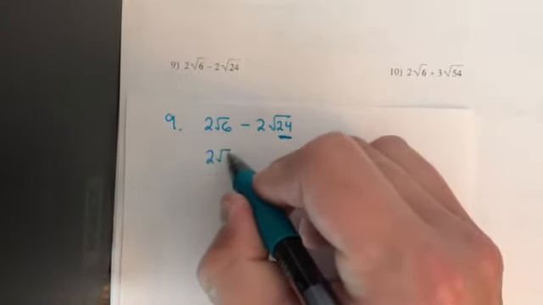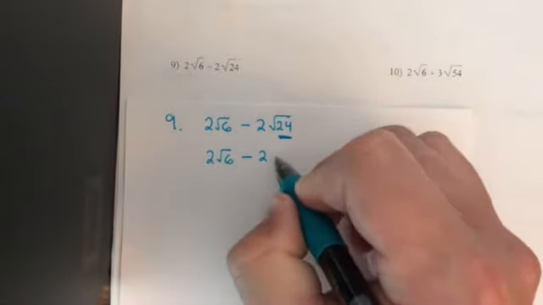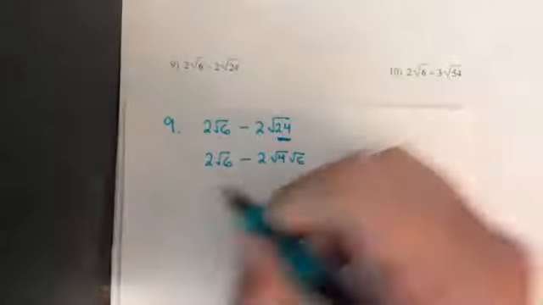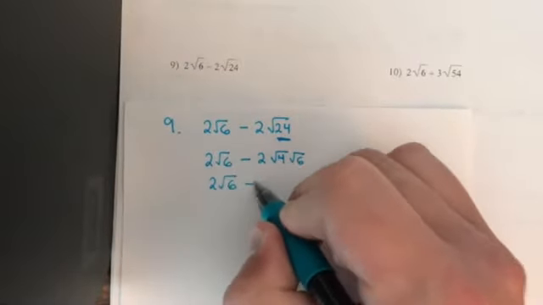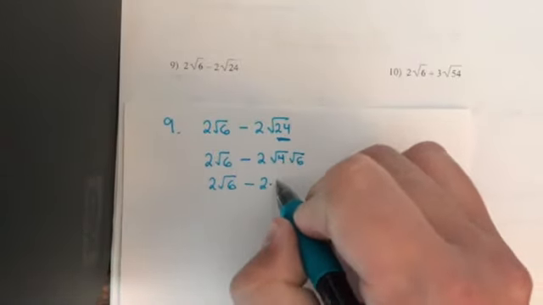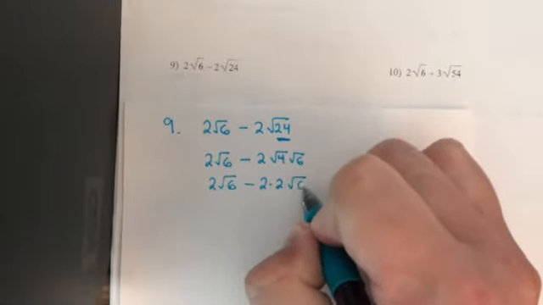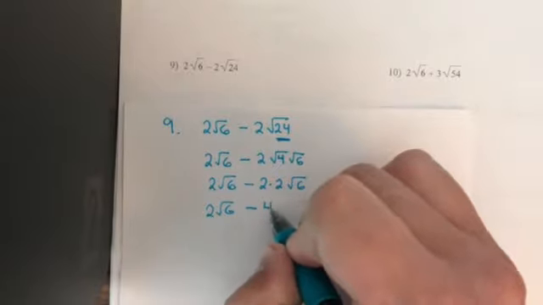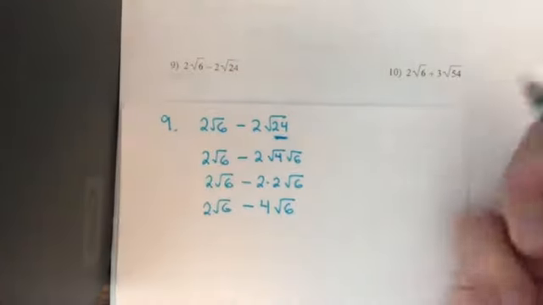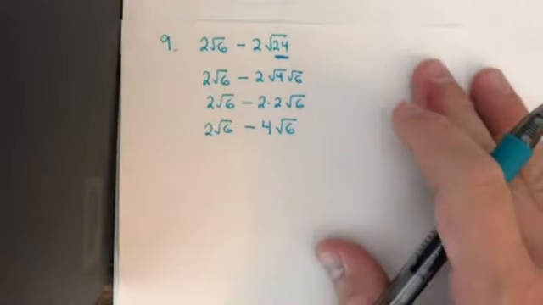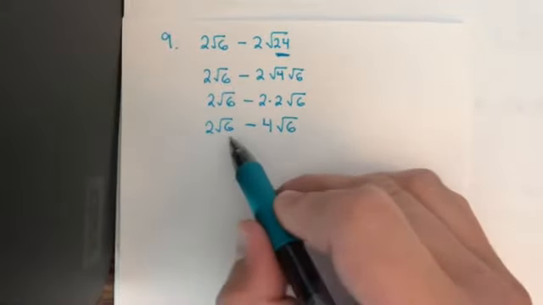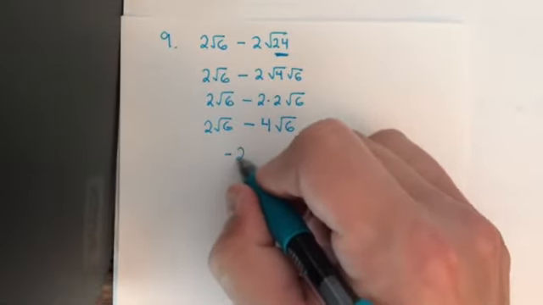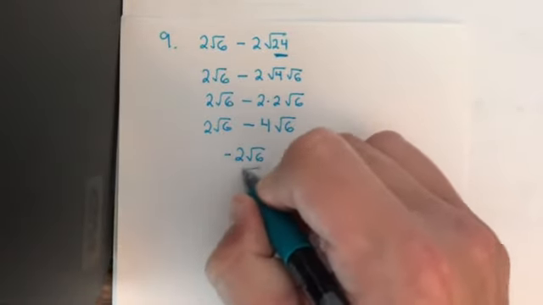2 times the square root of 6 minus 2 times, 24 factors to 4 times 6. 2 times the square root of 6 minus 2 times, the square root of 4 is 2. 2 times the square root of 6 minus, 2 times 2 is 4 times the square root of 6. After we simplified that radical, now we have like terms. 2 square roots of 6 minus 4 square roots of 6. Negative 2 square roots of 6.